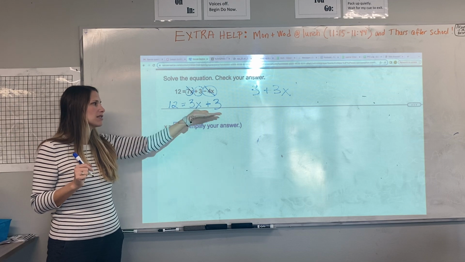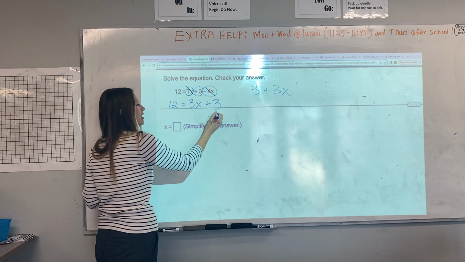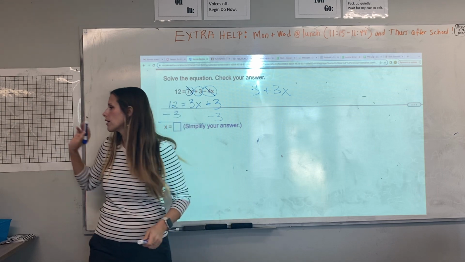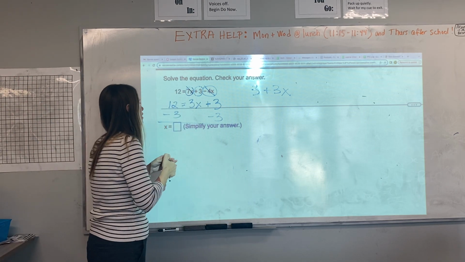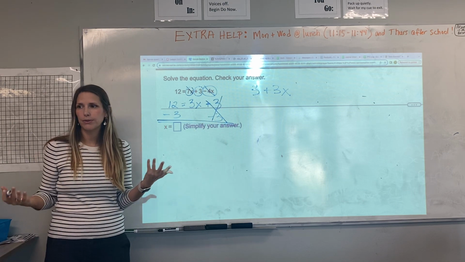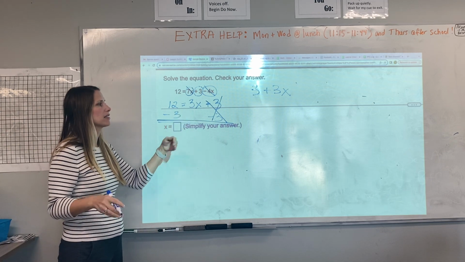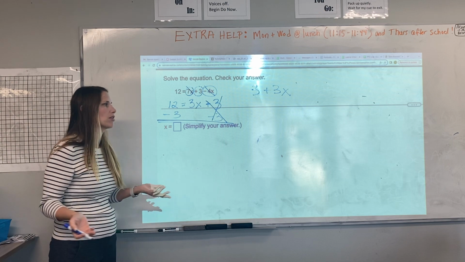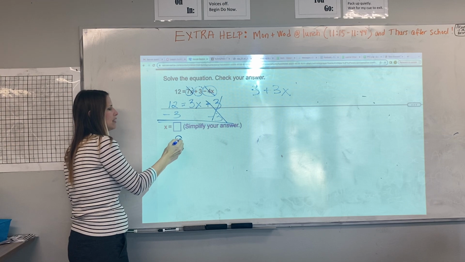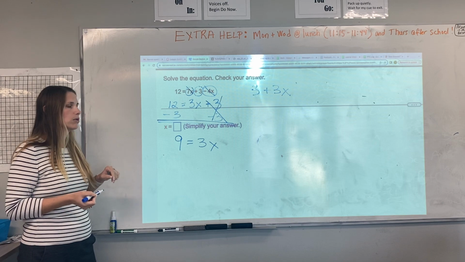Aubrey, how do I solve? What do I do here? Good, subtract 3 from both sides. My marker's running out, so that was going in the garbage. That did not work. And my positive 3 and my negative 3 cancel out to 0. So that can disappear because 3x plus 0 is just 3x. So now I can simplify here, and I have 12 minus 3 is? 9 equals 3x. And then, Melanie, what do I do as my last step?